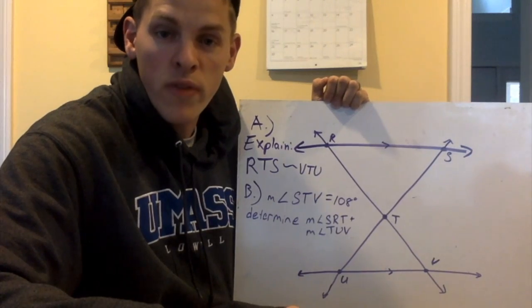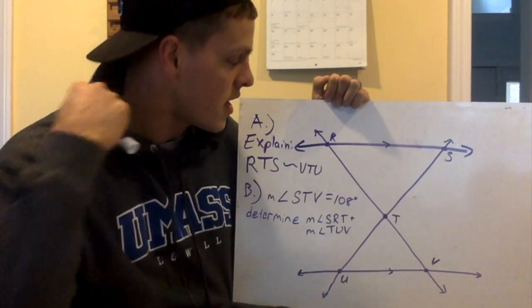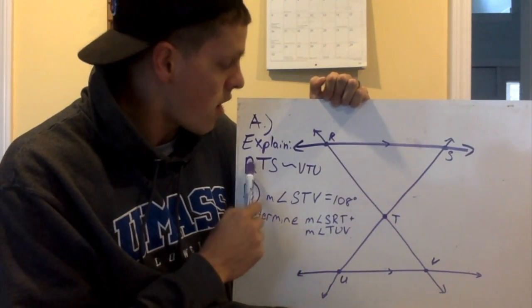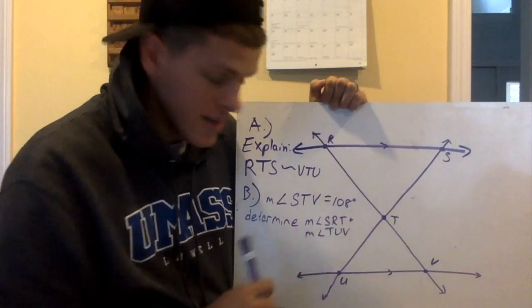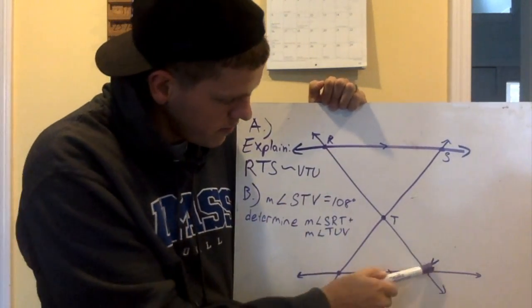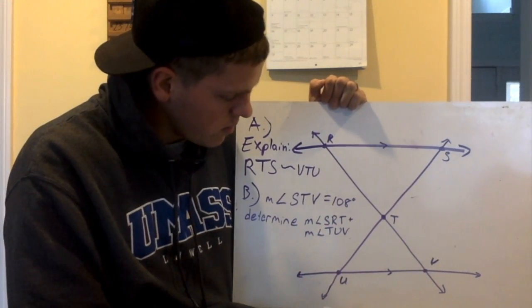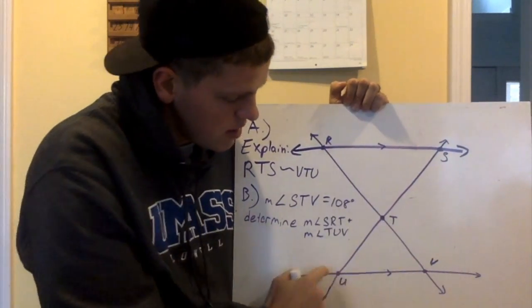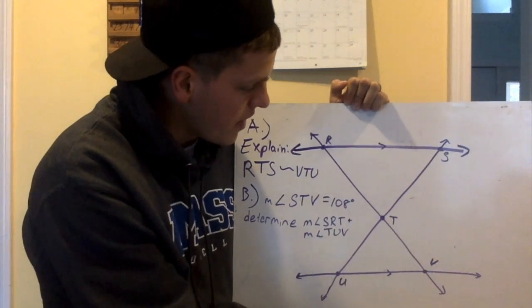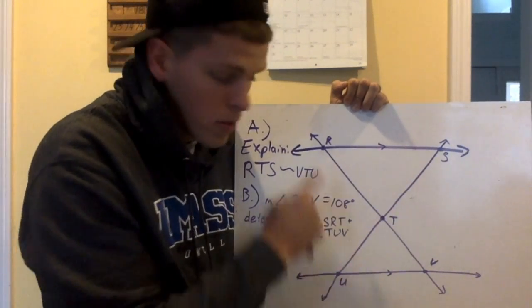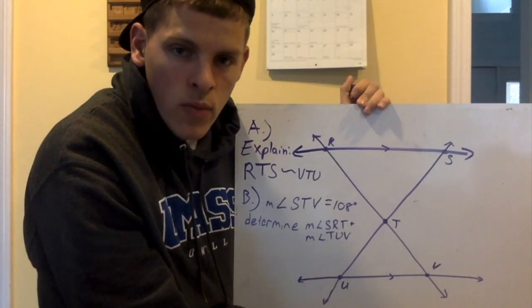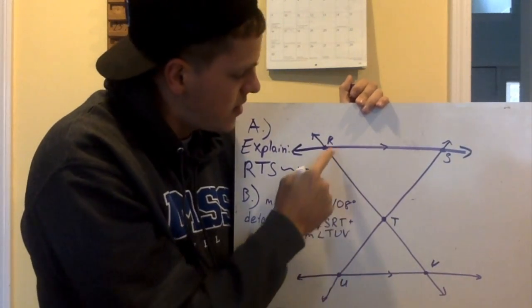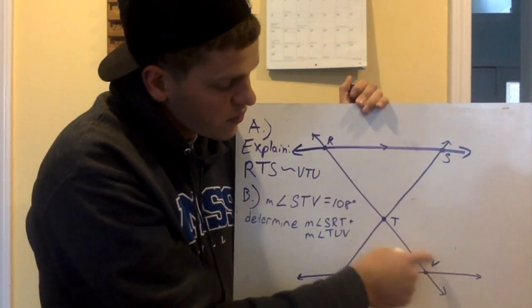So I'm here to review another one of the MCAS release questions that I gave in the packet this week. What we're here to do is determine whether RTS is similar to VTU. What they tell us is that RS is parallel to UV. From there, we also know that these are both straight lines or transversals. Given that, we know that there are going to be some relationships with the angles around here and the angles around here, as well as these angles here and these over here.